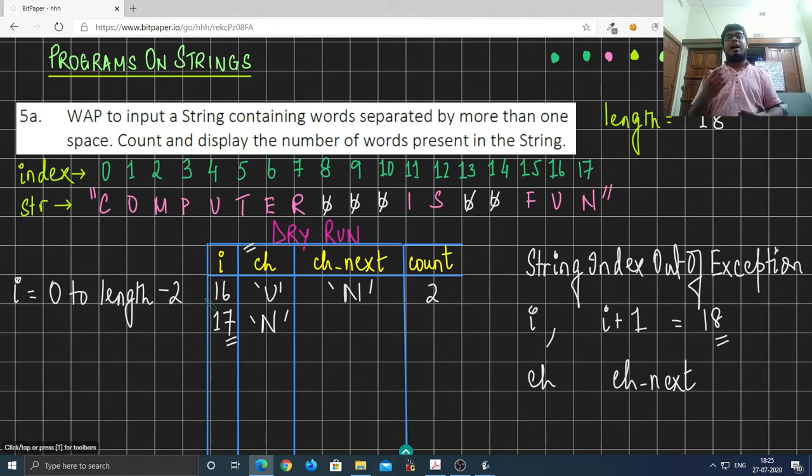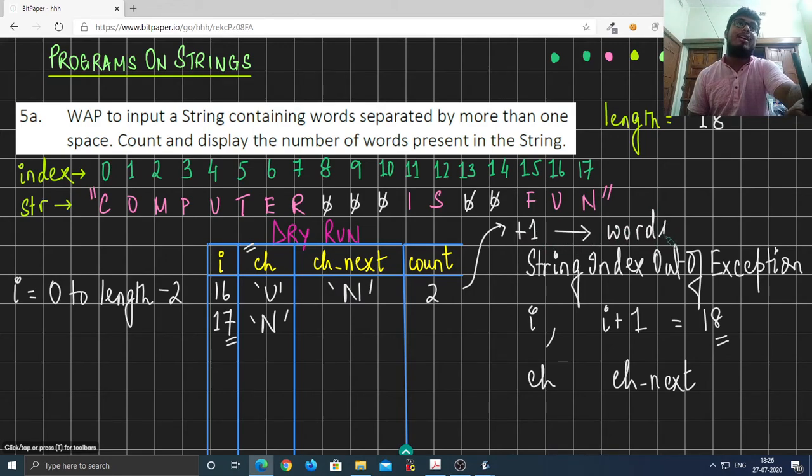And then we need to check whether the current character is a space and the next character is a non-space character. Now, if this condition is true, then we should go ahead and count that space. Now you see, the value of count is 2 through this algorithm, and then if we add 1 to it, then we get back the number of words that are present in the string.